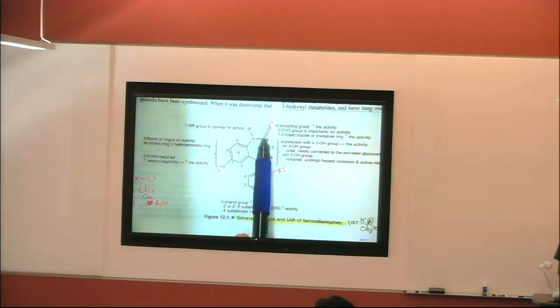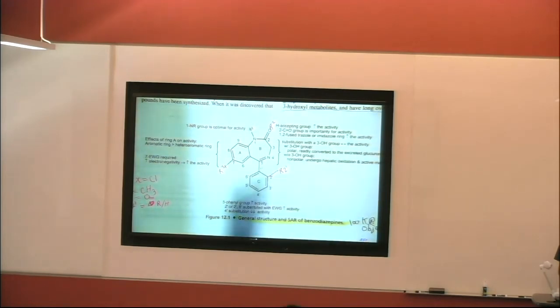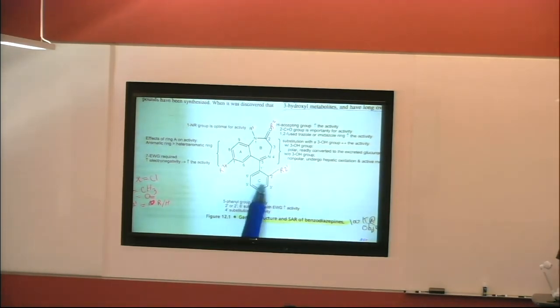The carbonyl group here is important for activity. The 1,2 fused ring is also important for activity. So you need the hydrogen accepting group, which is a carbonyl. Right, this part here, let's finish this one here.